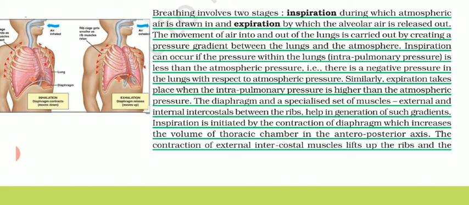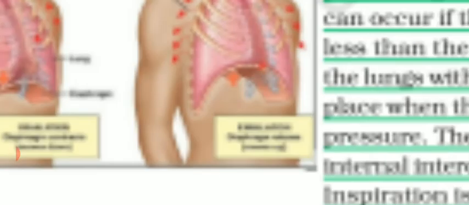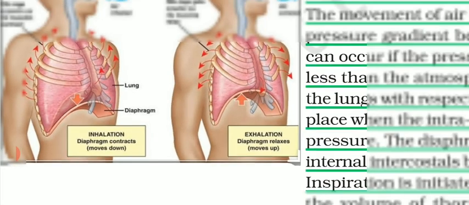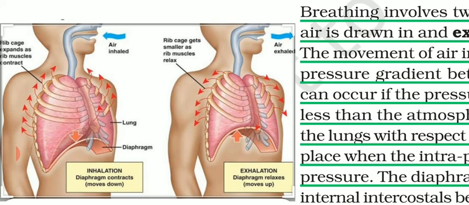Let me zoom into this so you can easily understand how the processes are going on. You can see here in this picture, if you look at inhalation, the rib cage, in which the ribs are present, will expand. So how can they expand? If they contract, right? So once they contract, they will expand.